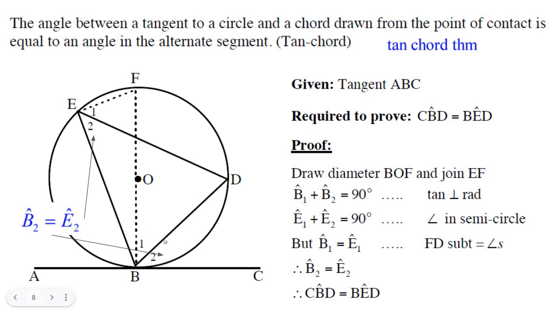Well, we know that the tangent is perpendicular to the radius, so we know that B1 plus B2 is 90 degrees. But hey, we know that E1 plus E2, it opens up to a diameter, it's 90 degrees. We know that B1 equals E1. Isn't that true? B1 equals E1 because it opens up to FD, angles in the same segment. Okay, so if B1 equals E1, then we have our proof. That means B2 always has to equal E2. So we just proved the tan-chord theorem.